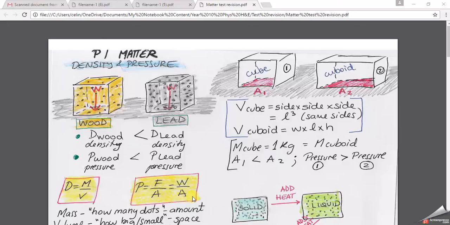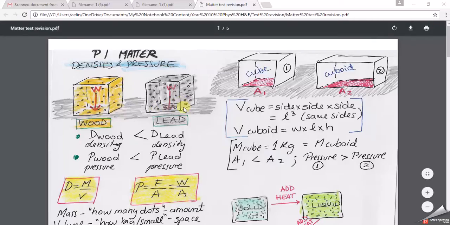This is P1, matter, density and pressure. I have one cube made of wood and I have one cube made of lead. Now if I'm looking at the bottom part of the cube, the one that's sitting on the table, I see that both for lead and for wood, that area, the surface, is exactly the same. So they're sitting with the same surface on the desk.